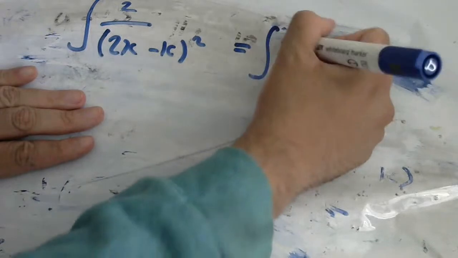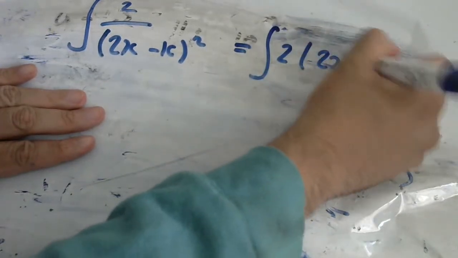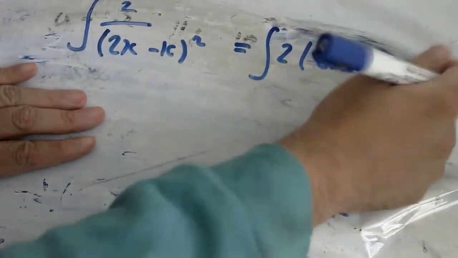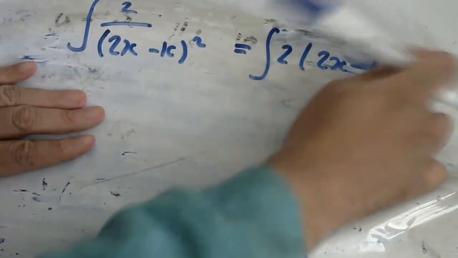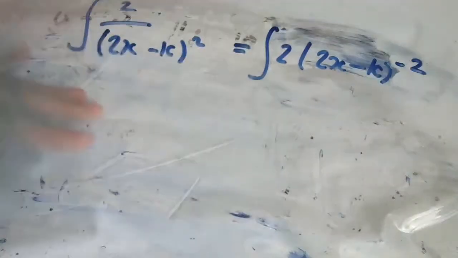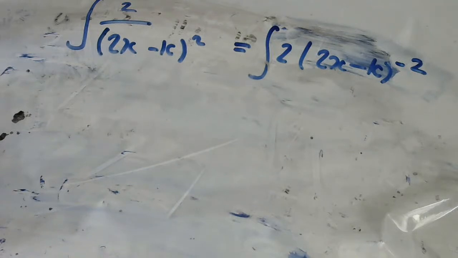So that's going to be 2x minus k, and because it's squared at the bottom, let me just clear all that garbage out of the way there. That's going to be a minus 2 there. So I'm hoping that's making sense to you. So that's where we're starting from, right?